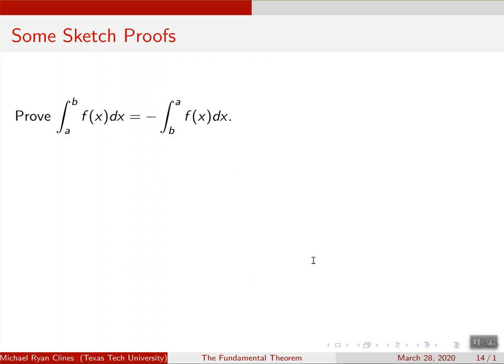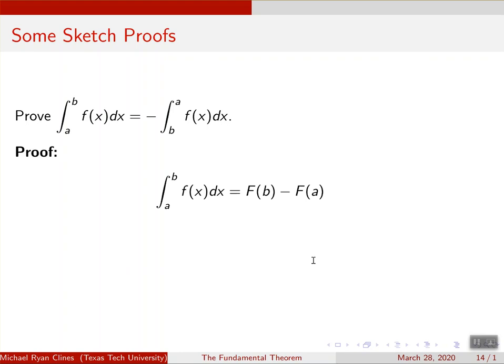Now let's move on to this one. We want to prove that the integral from a to b of f of x dx is equal to negative the integral from b to a of f of x dx. In short, if I want to swap the limits of integration, put a negative out in front. Let's do this. Proof. Well, the integral from a to b of f of x dx, by using the fundamental theorem of calculus, that's just capital F of b minus capital F of a.